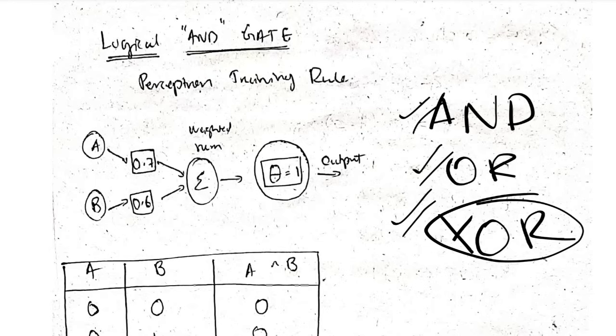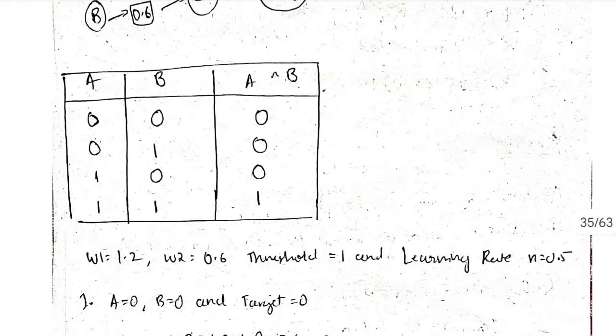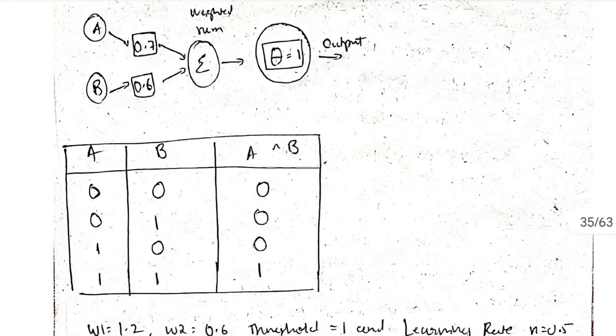AND gate means what? Both the inputs should be 1, then only I'll be getting the output 1. Rest all will be 0, right? If both the inputs are 1, then only I'll be getting 1, rest all the outputs are 0. Okay, that's what the AND meaning is, right?